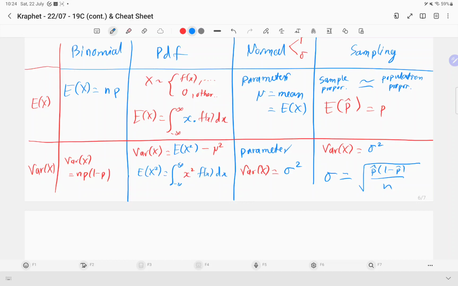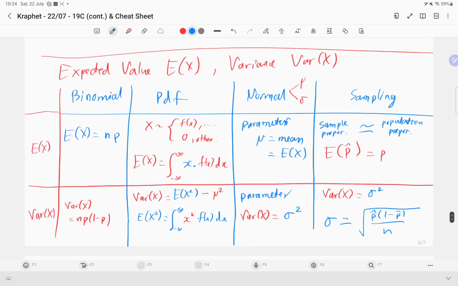Remember that one? Was it the variance of the sampling is the same as the normal distribution? No, for the normal distribution, remember, it has two parameters. It already tells you, in order to have the normal distribution, you need to know the standard deviation, which is the square root of variance, and the mean. So for the normal distribution, the mean and variance you just read off of the parameter. Yeah, but for the sampling, the variance is like sigma squared. Yeah, and sigma is whatever that thing is.